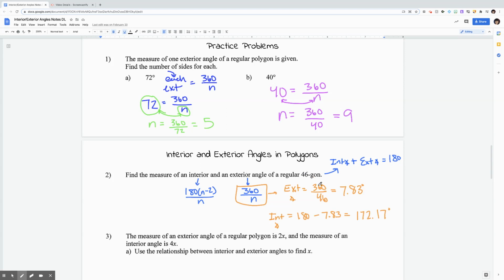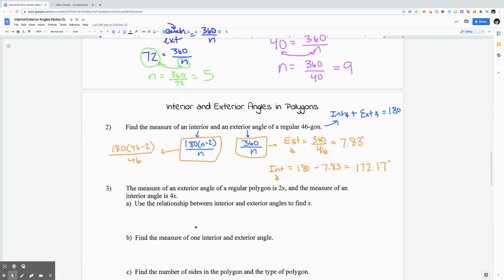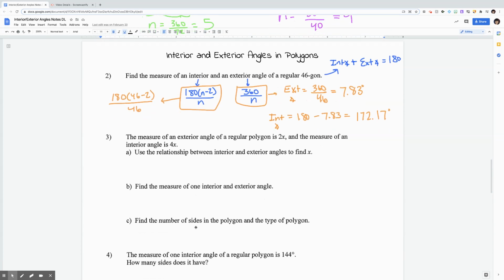You'll notice, and I'm hoping this makes sense intuitively, that the larger the number of sides is, the bigger the interior angles have to be, which makes the exterior angles smaller and smaller. Now, you could use this formula right here to find each interior angle, 180 times 46 minus 2 over 46, and you would get the exact same answer. This is one of those places where it's a work smarter, not harder kind of thing.